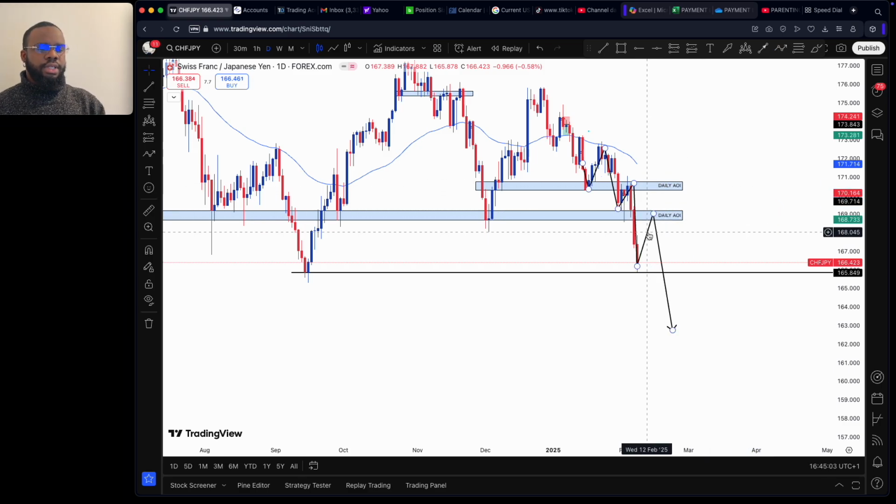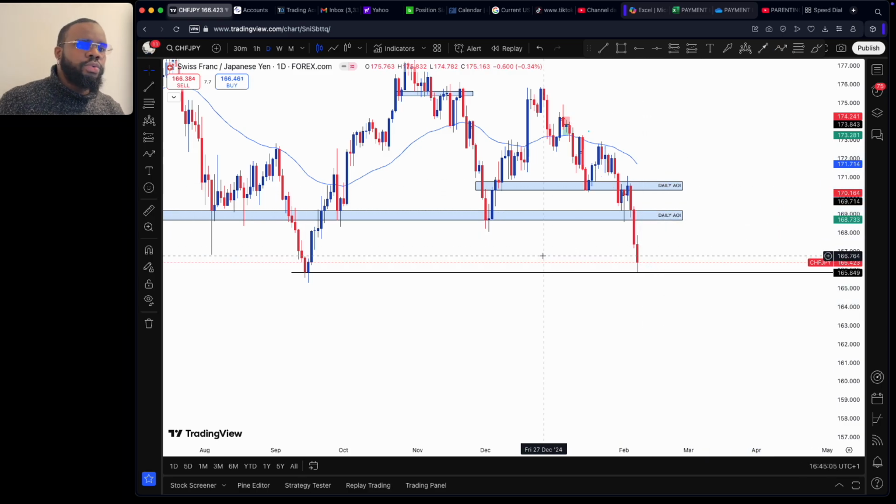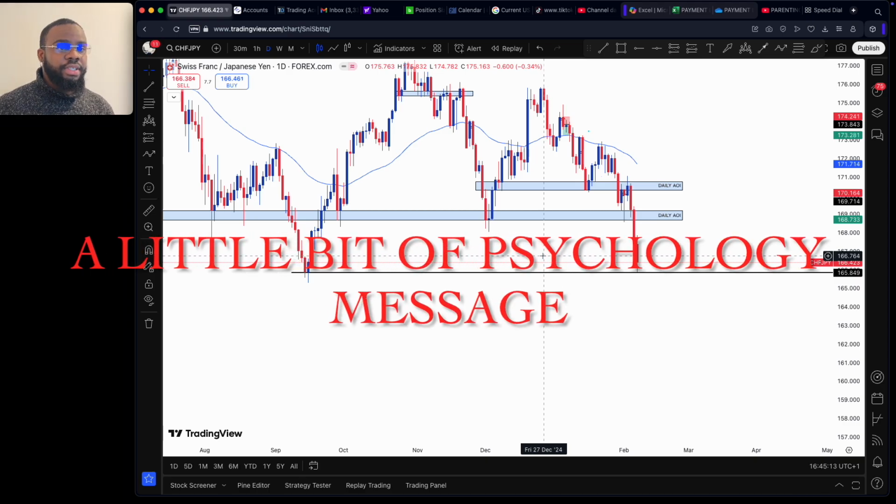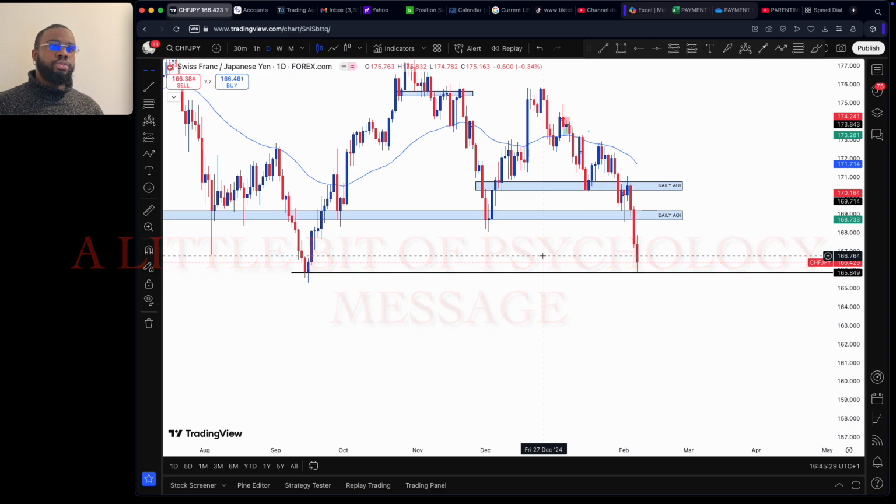So this is the analysis for the upcoming week. Make sure you add these pairs to your watch list and watch out on the pairs. Do not go to other pairs. Always stick to the pairs you have analyzed and take the trades that present themselves on those pairs. If trades do not present themselves on the pairs you have analyzed for the week, do not go to other pairs. I'm speaking from experience.